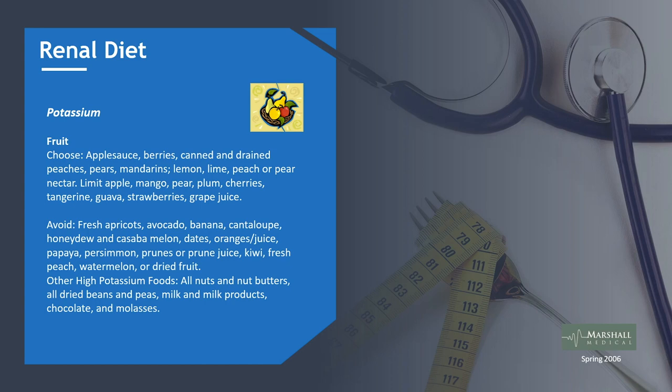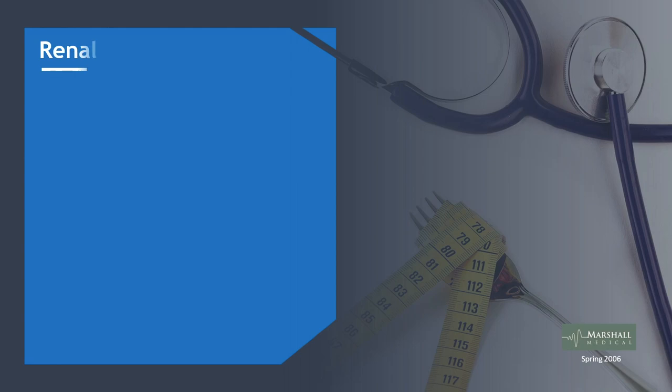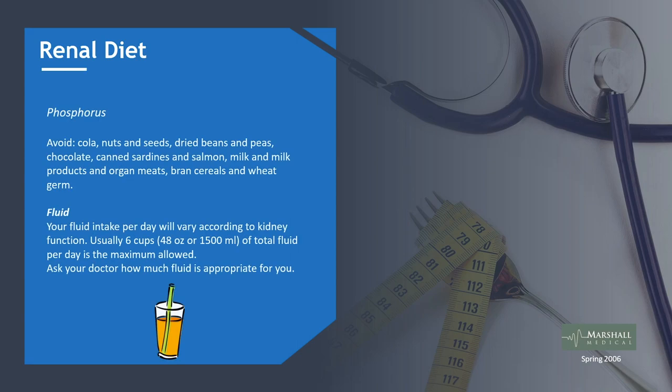Other high potassium foods: all nuts and nut butters, all dried beans and peas, milk and milk products, chocolate and molasses. Phosphorus. Avoid cola, nuts and seeds, dried beans and peas, chocolate, canned sardines and salmon, milk and milk products and organ meats, bran cereals and wheat germ.